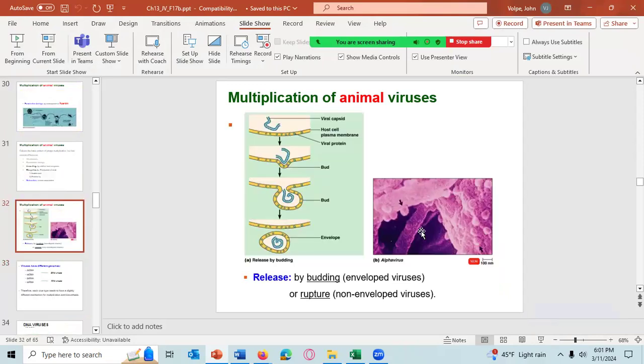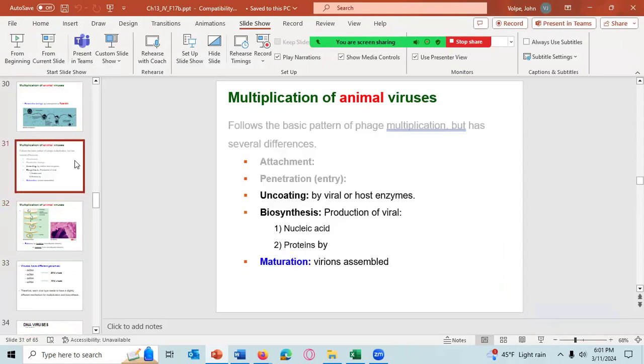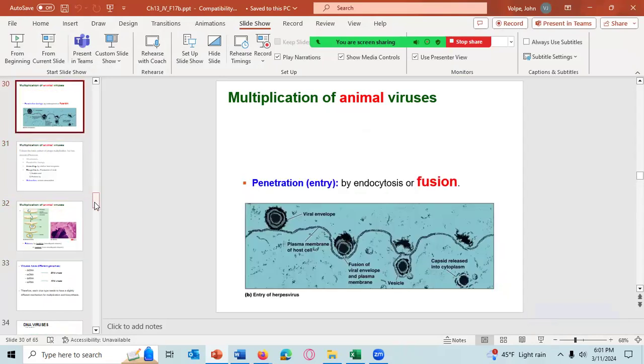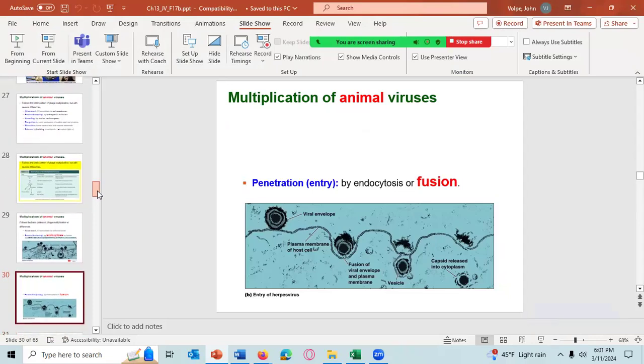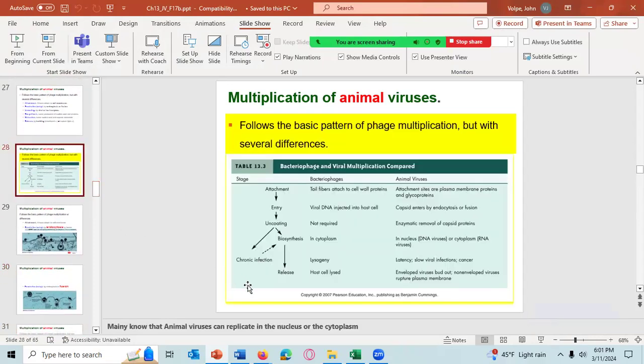All right. Let me talk a little bit about this one again. Let me move back up a little. Right here. Some viruses can replicate in the nucleus, other viruses in the cytoplasm. As a rule of thumb, the DNA animal virus replicates in the nucleus. Why? Because in the nucleus of an animal cell, we have all of the ingredients for replicating DNA. And so the DNA virus replicates in the nucleus.